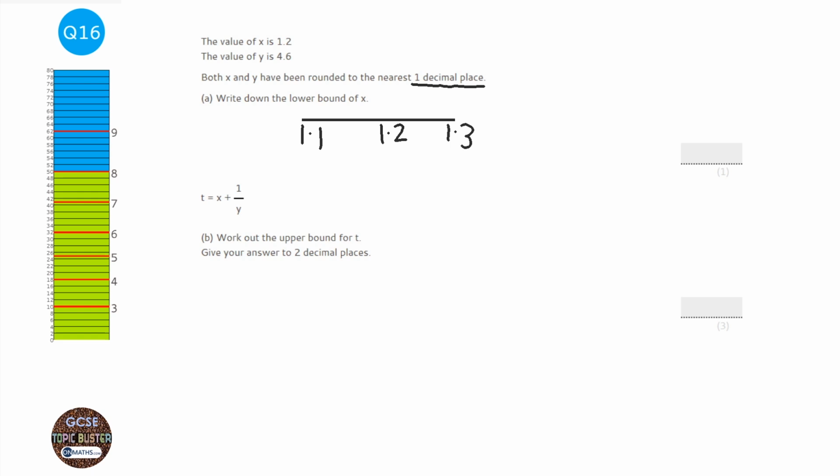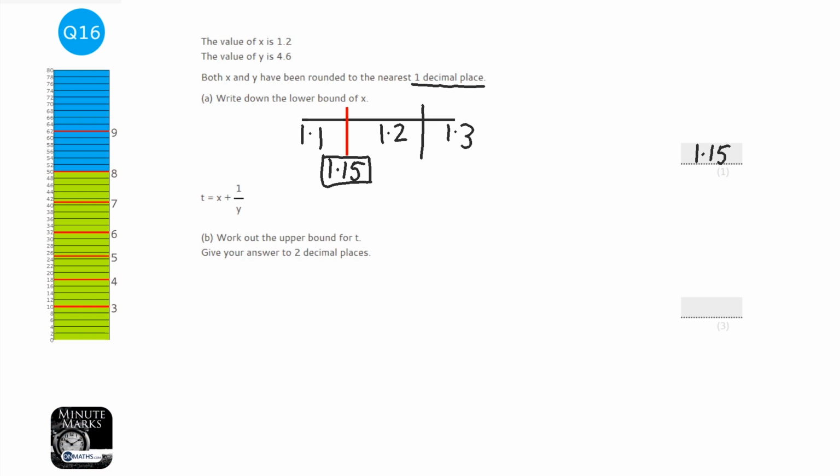So the next thing to ask yourself is, where's the cutoff point? What stopped it from being 1.1? Why did it round to 1.2? So the lowest it could be is halfway between those two numbers, which is 1.15. So that is our lowest bound, lower bound. The upper bound, the higher bound, would be here, which would be 1.25, but we're not asked for that. So 1.15 is the cutoff point.